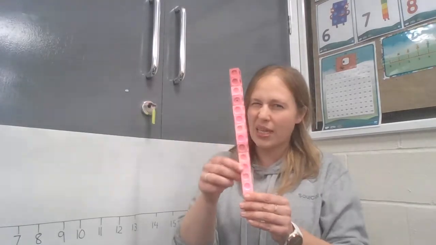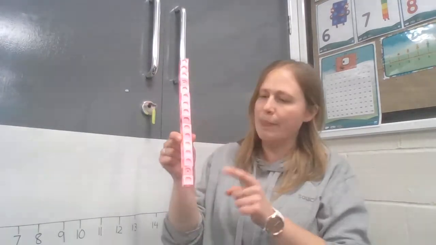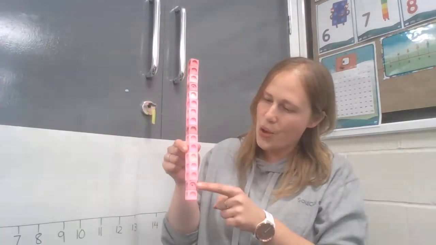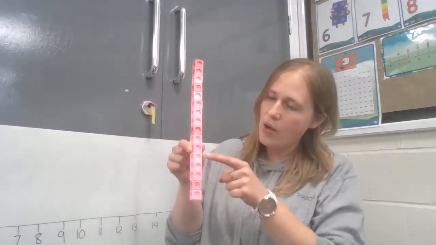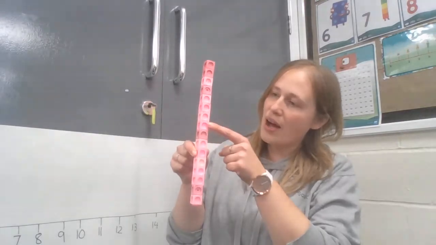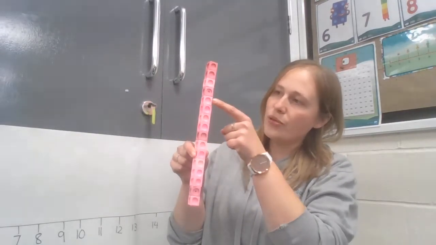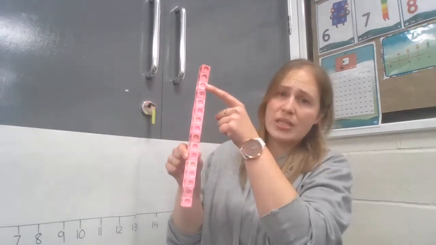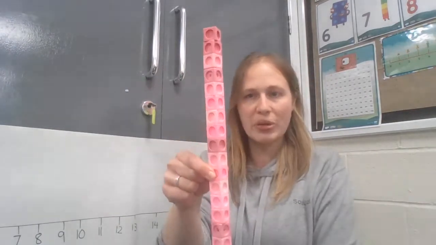So I've got my number 16 again. Well, I think I've got 16. Will you just count with me? Ready? 1, 2, 3, 4, 5, 6, 7, 8, 9, 10, 11, 12, 13, 14, 15, 16. I've got my 16 cubes back, which is fabulous.